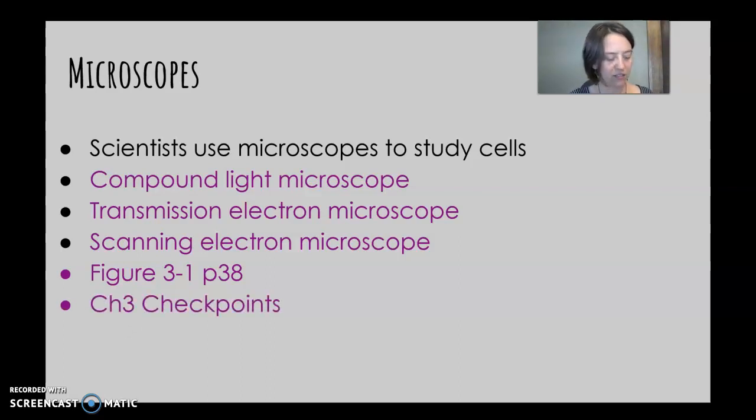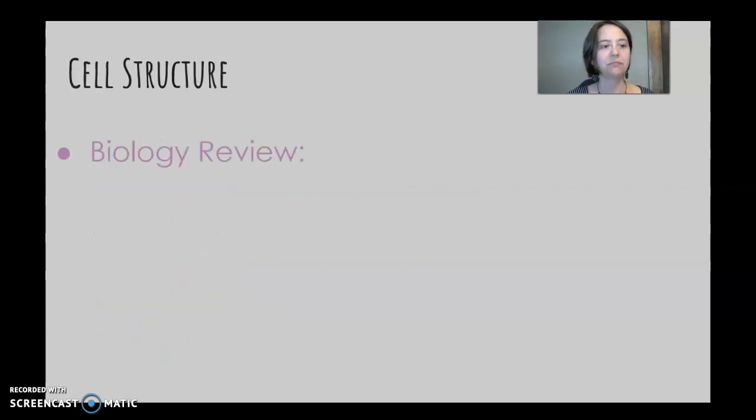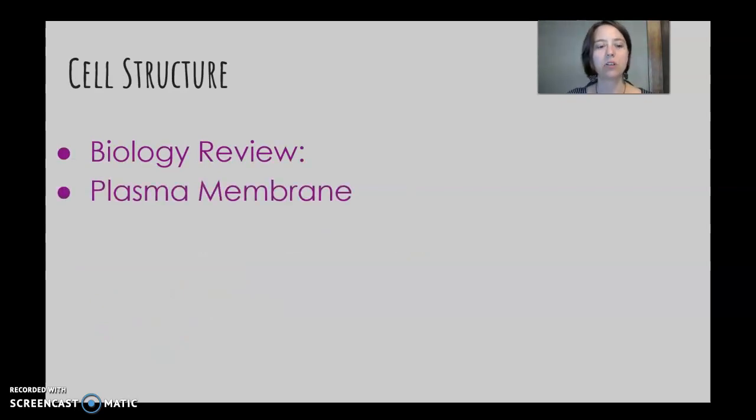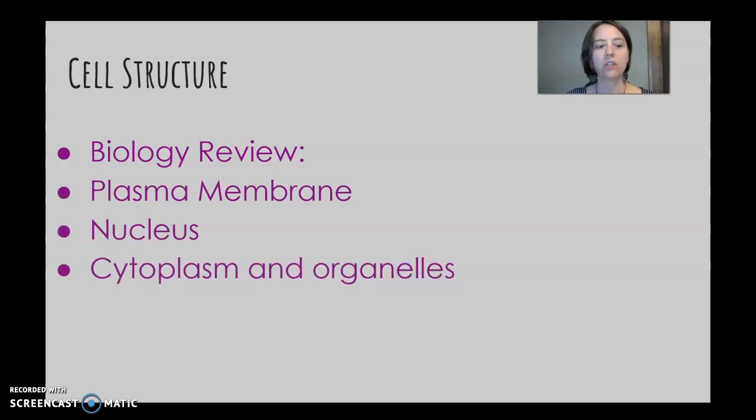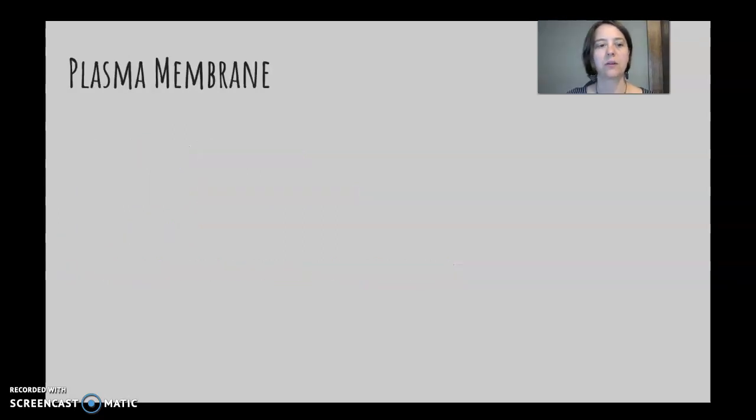So looking at checkpoints already, what characteristics of life does a cell show? And name 3 types of microscopes. So we studied cells quite a bit in biology, so you should know the main parts of a cell: the plasma membrane, the nucleus, and then the cytoplasm in the middle, and all of the organelles inside there.